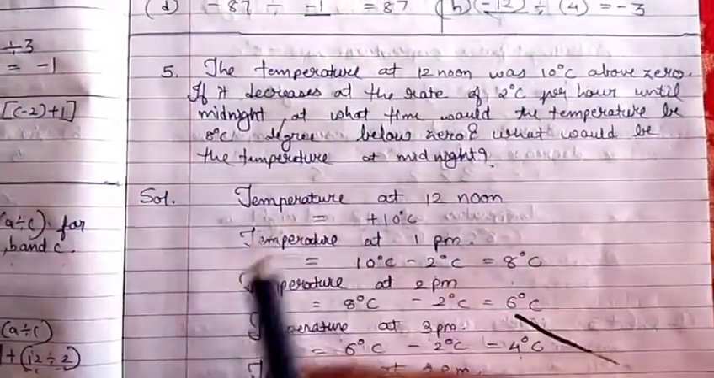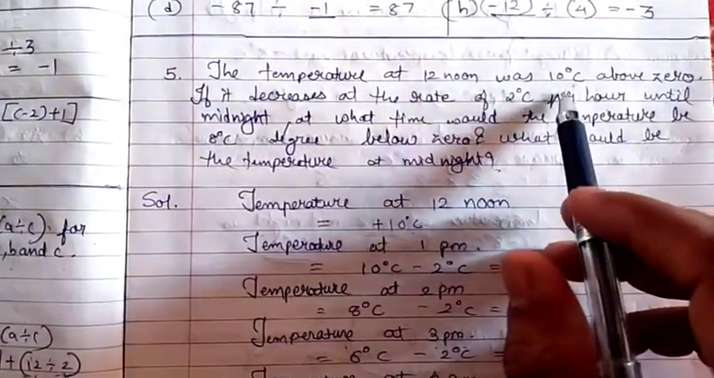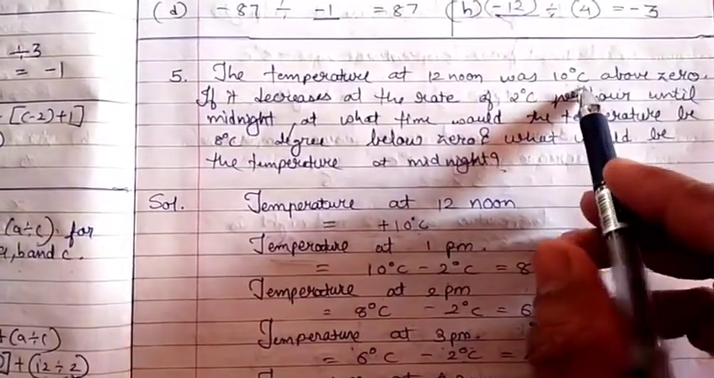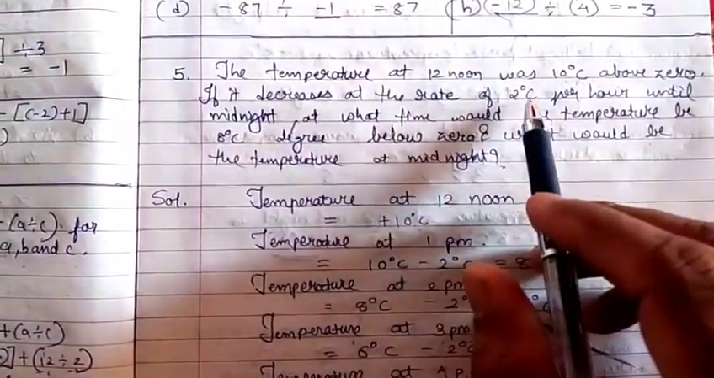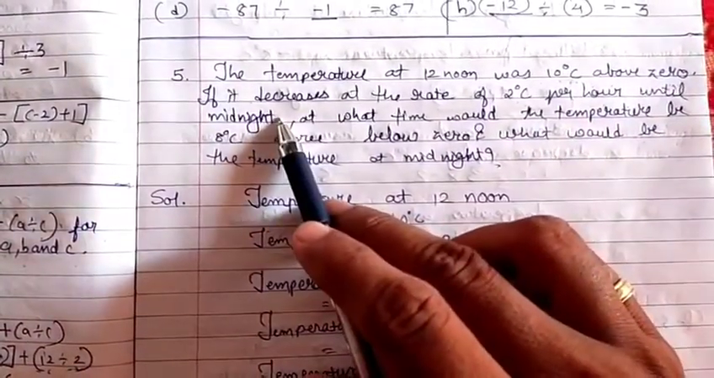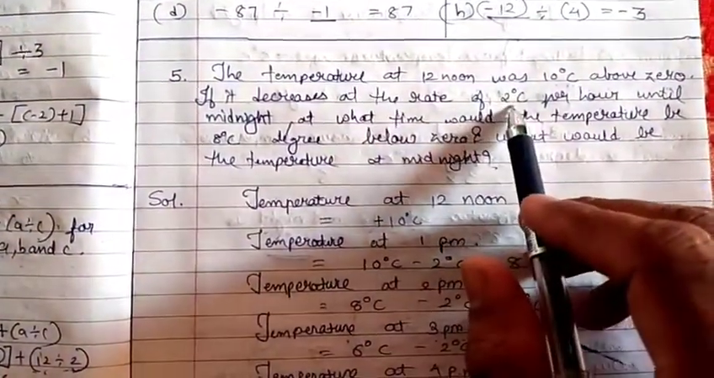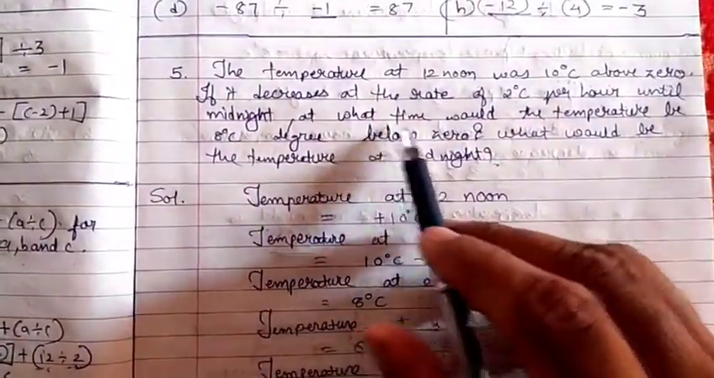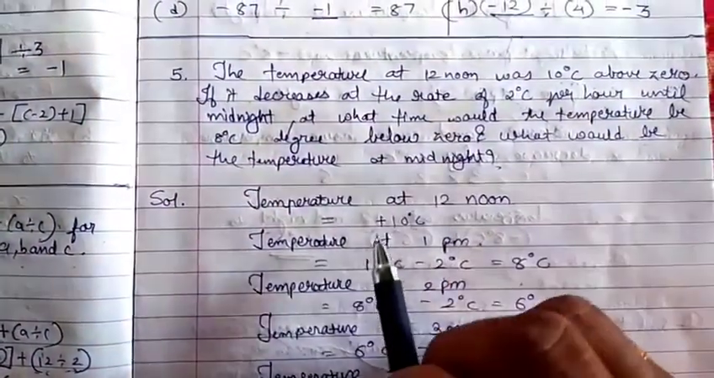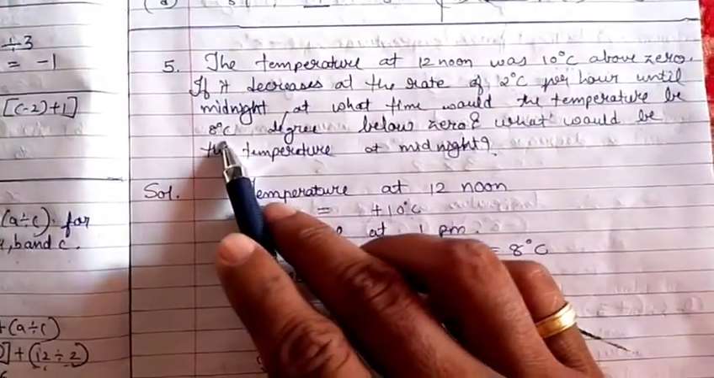Now dear student, the temperature at 12 noon means during the daytime the temperature is 10 degrees Celsius above 0, meaning positive 10 degrees Celsius. Now it keeps on decreasing at the rate of 2 degrees Celsius per hour until midnight. During the night the temperature keeps decreasing at 2 degrees Celsius per hour. We need to find at what time the temperature would be negative 8 degrees Celsius.